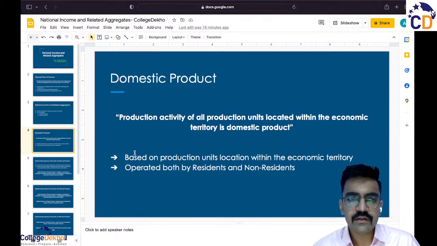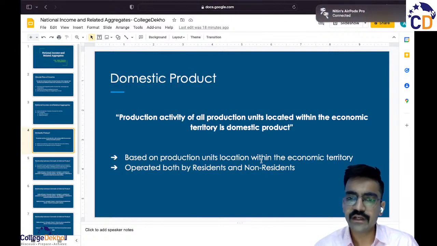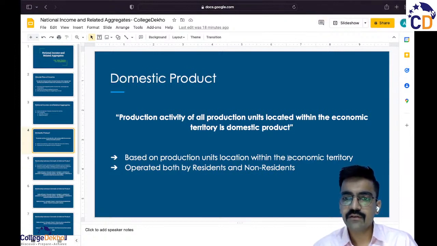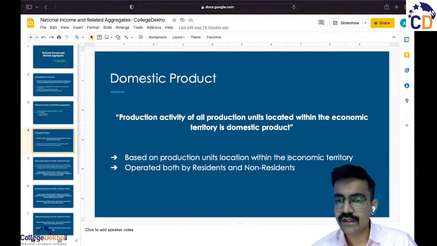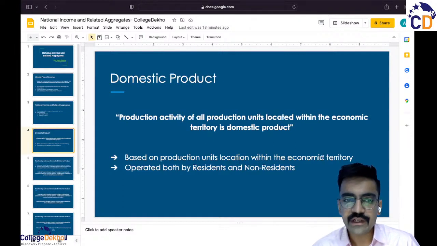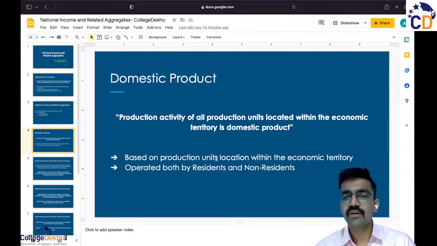Then domestic product is based on production units. That in an economic territory that is ruled by a certain government, whatever production units are located and whatever production activity is going on in these production units is called the domestic product, the aggregate value of all of these production units, right?